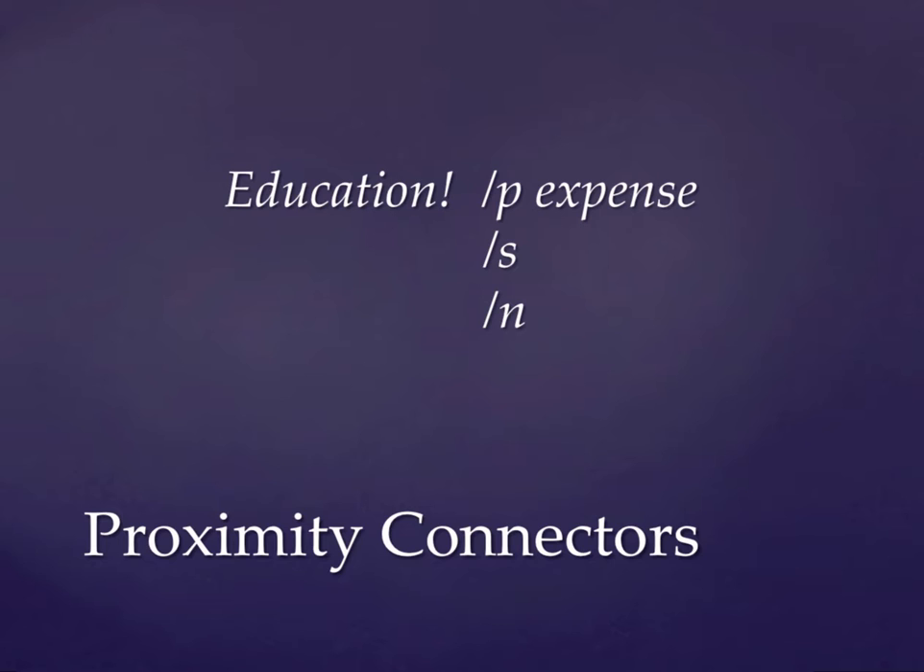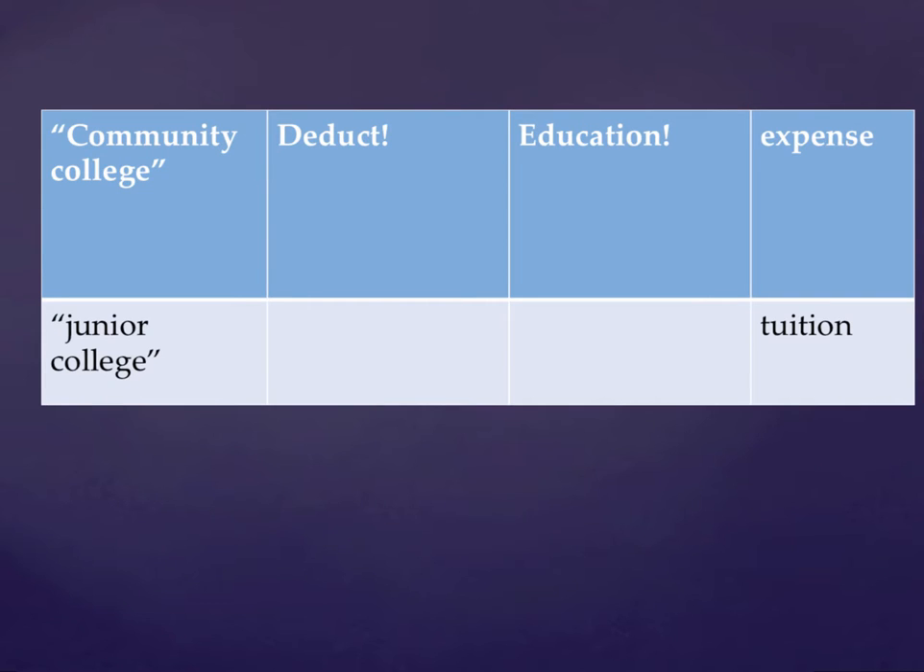Now let's put this all together. Here are the search terms we previously chose. Notice that we've added quotation marks around community college and its alternative, junior college. And we've also added the root expander to deduct and education to retrieve variant endings of those words. It isn't necessary to use the root expander for expense in order to find expenses because Westlaw and Lexis will automatically search for the plural form of words.